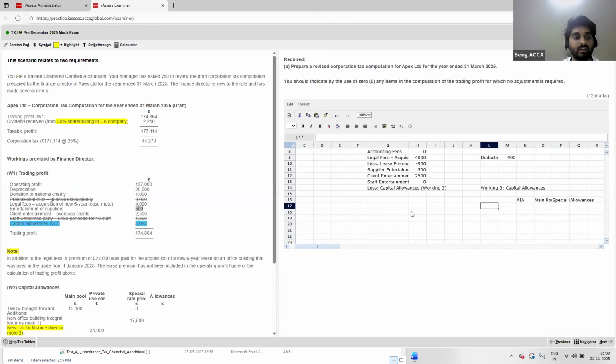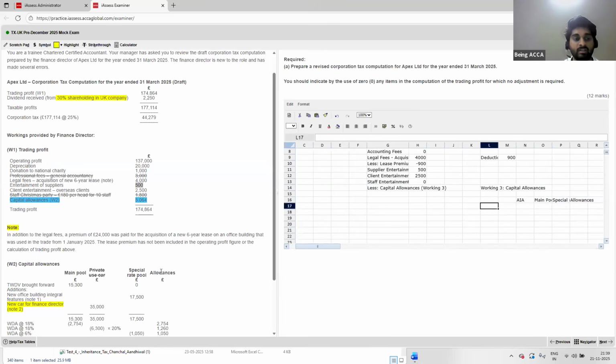So the first part of it is balance brought forward. There is a main pool balance that has been brought forward of 15,300. Correct. Let's take this value here. 15,300 should be taken here.